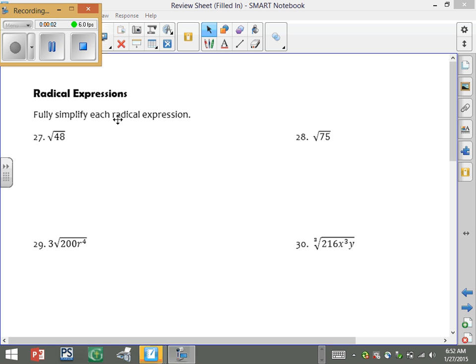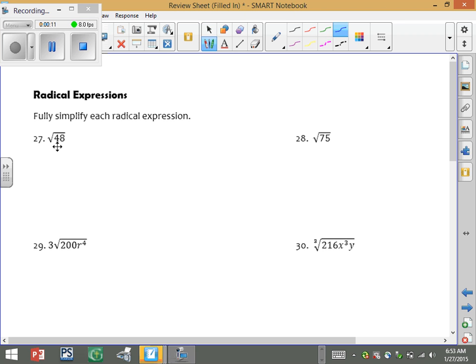So this will be the second part of the review sheet. So we're going to fully simplify these radical expressions. The first thing I want to do with 48, start breaking it down since that's not one that we know. So you have 12 times 4, and here we have 3 times 4. We could break the 4s down further, but they got a buddy, so we could go ahead and pull that. So there's a 4, and then 3 is left.